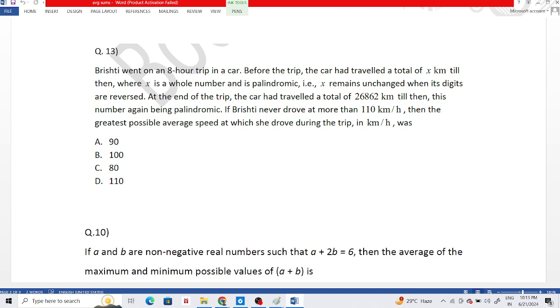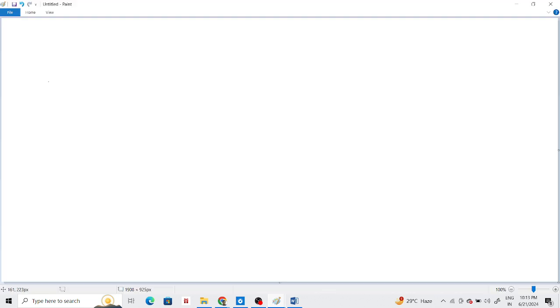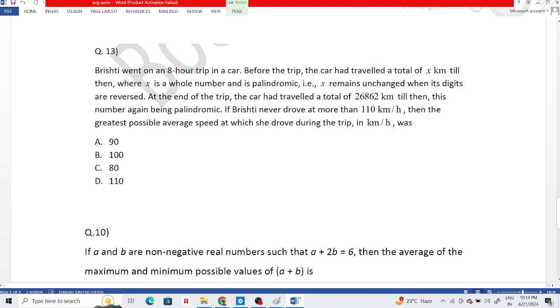Now just visualize the sum, how it is looking. Brishti went on an 8-hour trip in a car. Before the trip, the car had traveled a total of x kilometers. That means the car has traveled x kilometers, and from here the trip starts. It's an 8-hour trip, right? So before the journey starts, the car has already traveled x kilometers.